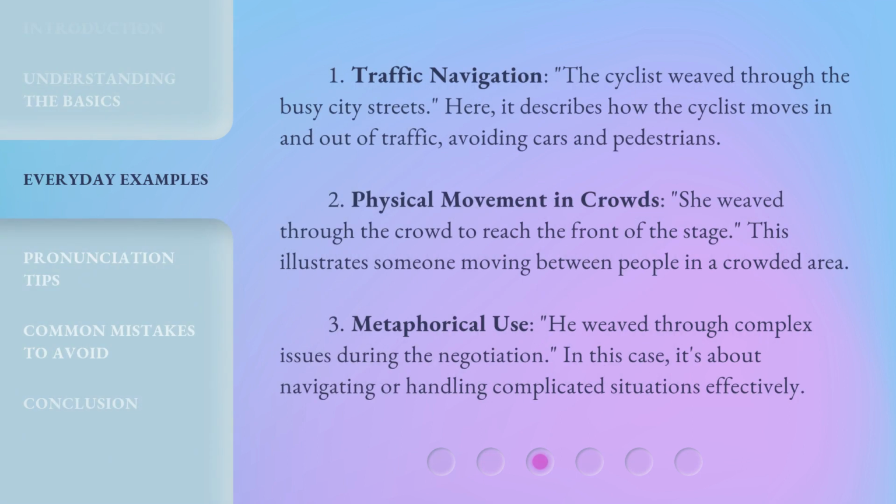1. Traffic navigation. The cyclist weaves through the busy city streets. Here, it describes how the cyclist moves in and out of traffic, avoiding cars and pedestrians.